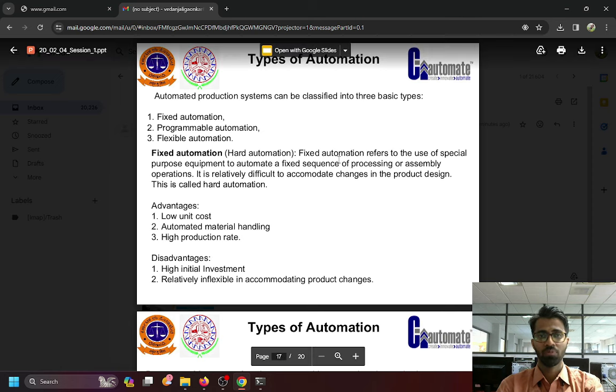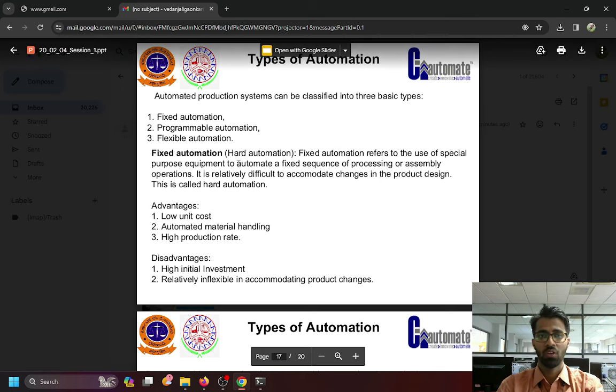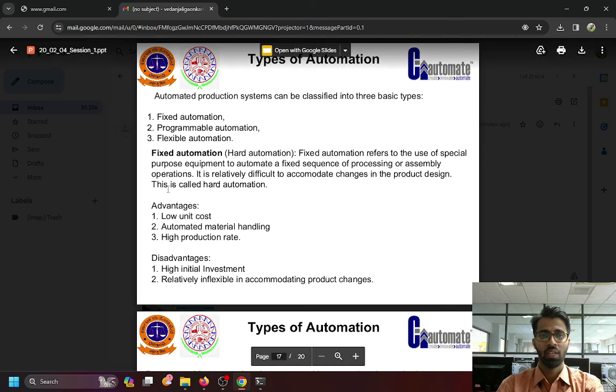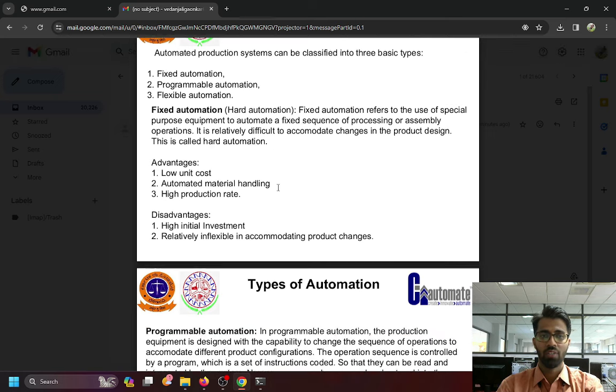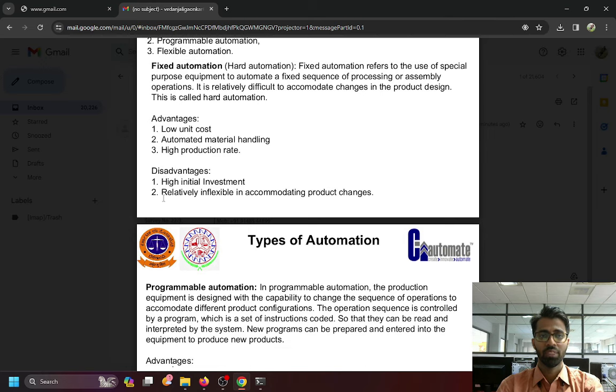Fixed automation refers to the use of special purpose equipment to automate a fixed sequence of processes or assembly operations. It is relatively difficult to accommodate changes in the product design. This is called hard automation. Advantages: low unit cost, automated material handling, high production rate. Disadvantages: high initial investment, relatively inflexible in accommodating product changes.